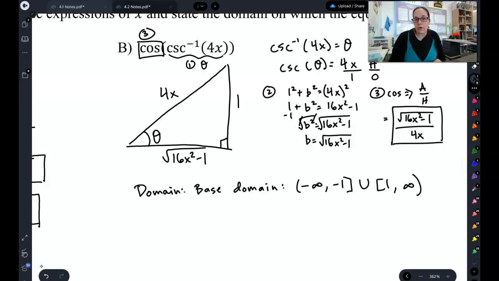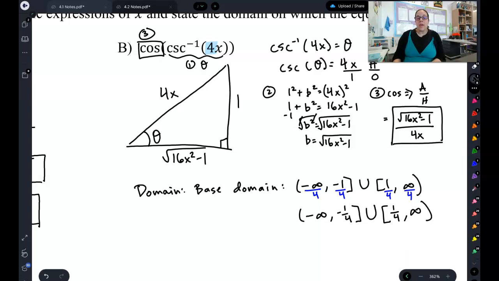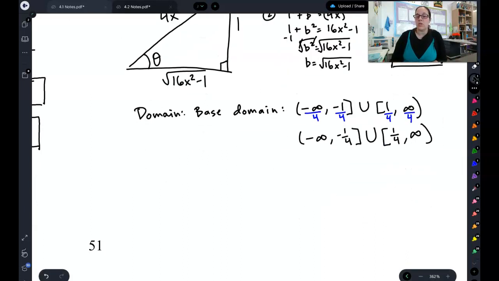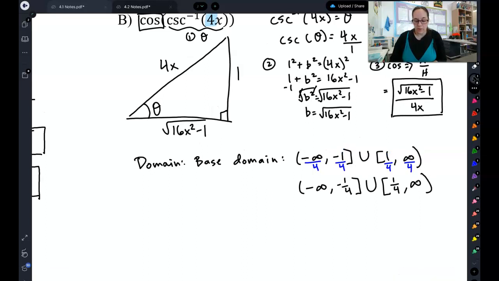Now, one thing that we're going to do before we adjust this domain. Remember, we talked about two videos ago that if you have a number on the inside, you have to think of undoing that number. So I have a 4 on the inside. To undo that, I divide by 4. So I'm going to start by taking all of my domain and dividing everything by 4. Infinity divided by 4 is still infinity. So this is actually our base domain. This is what we're starting with.